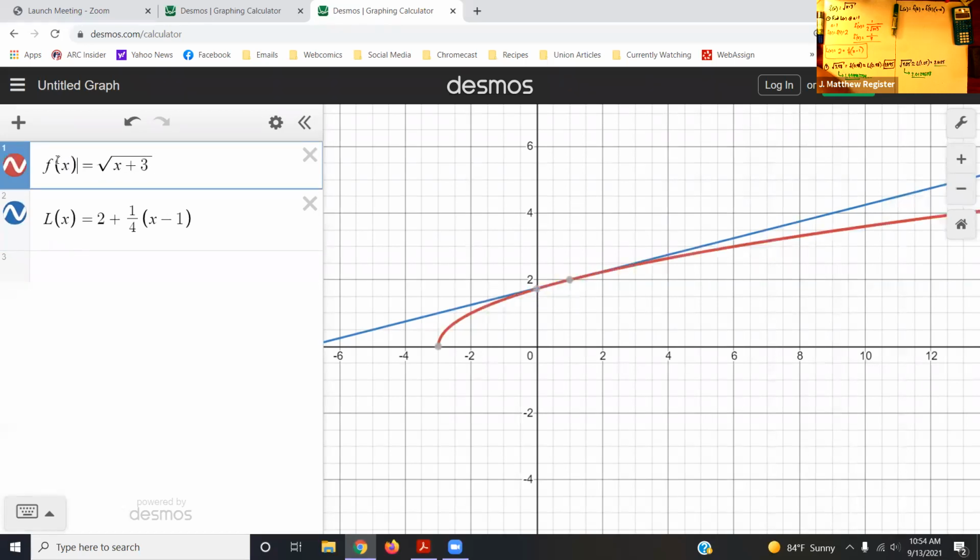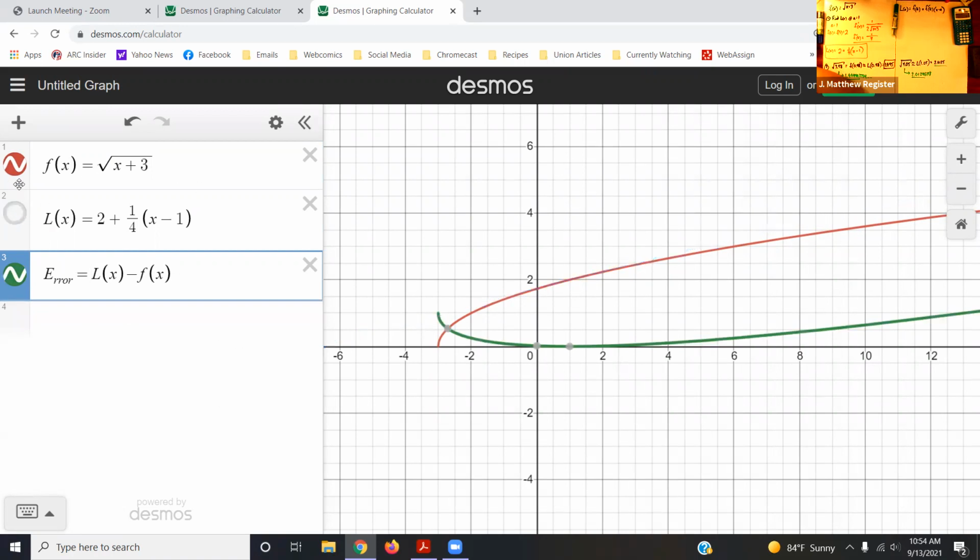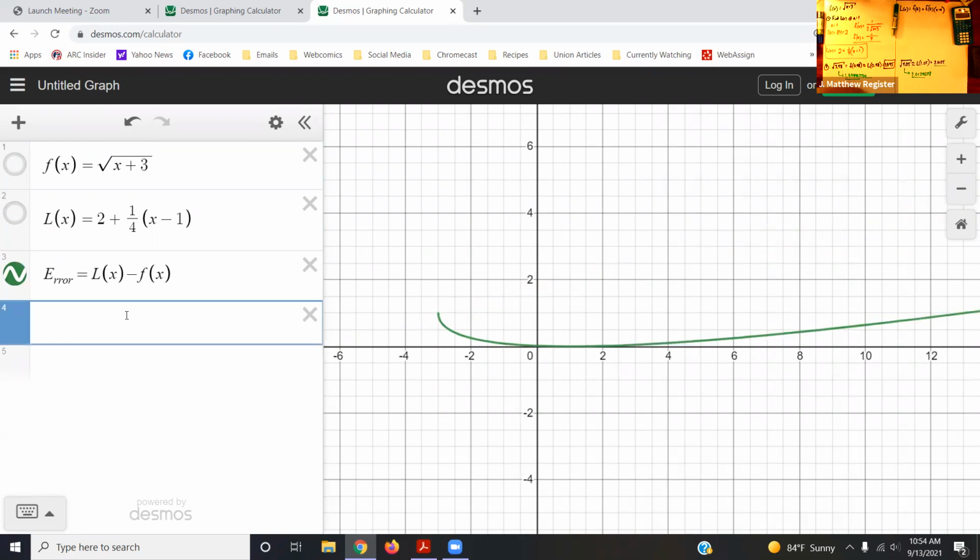And we'll say this is our function. And so let's create a new function, which is the difference between our linearization and our starting function. And we'll call this the error, E sub ROR. There we go. And so this green curve is telling us how far off our linearization is. And we were asked the question, when is this going to be less than 0.5?